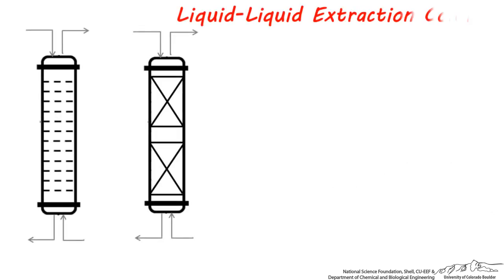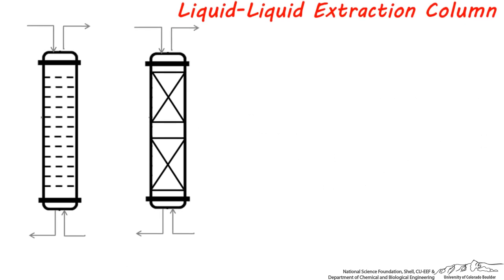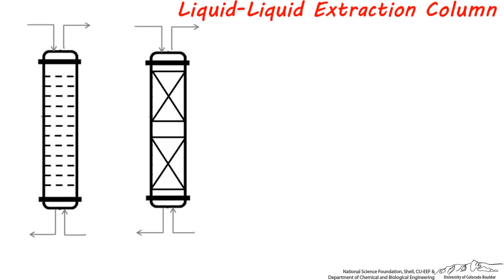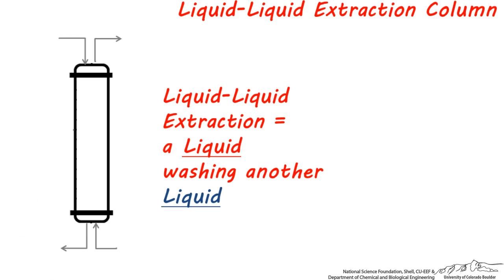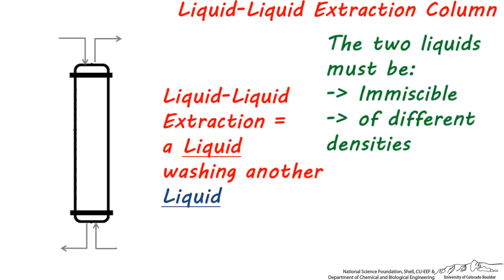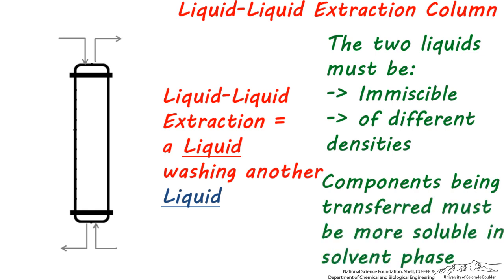This last separation process unit, liquid-liquid extraction, is another method for purifying liquid streams and can use either tray or packed columns. Liquid-liquid extraction is a separation method where one liquid is washing another liquid. In order for one liquid to clean another effectively, the two liquids must be immiscible and of different densities. Also, because this separation technique is based on solubility, components being transferred must be more soluble in the solvent phase, the liquid doing the washing. Otherwise, the contaminant will not leave one liquid to go to another. If any of these criteria is not met, this separation method will not work.